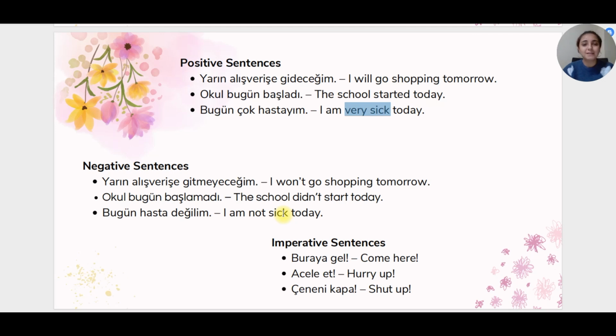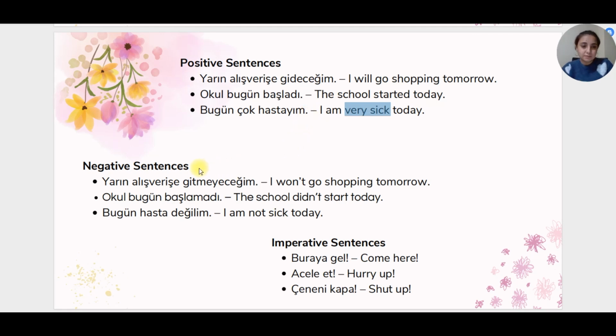You don't have to say ben, sen, o, biz, siz, onlar in your sentence because your personal suffix at the end of your verb or a noun, because this is sick, adjective, not a verb, still have personal suffix. And in that case, you need to say hastayım to say I am. I am sick. I will say hastasın for you're sick. That's why you don't have to say ben or sen or o in your sentence specifically. This is optional. I can say too.